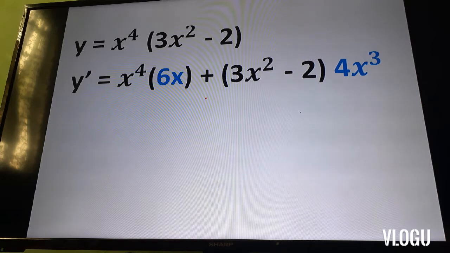After we have identified our first and second functions, wherein this is your f of x and this is your g of x, we now have to apply the formula. It is equivalent to the first function, just copy it, to find the first derivative, then multiplied by the derivative of the second function. So we're going to find the derivative of 3x squared minus 2.